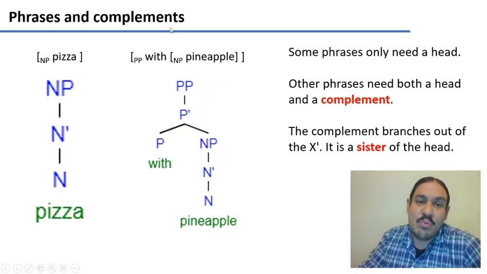In the phrase with pineapple, this is a prepositional phrase because it has a preposition, with. So because it has a preposition, this is going to be the head, and the whole phrase is going to be a prepositional phrase.